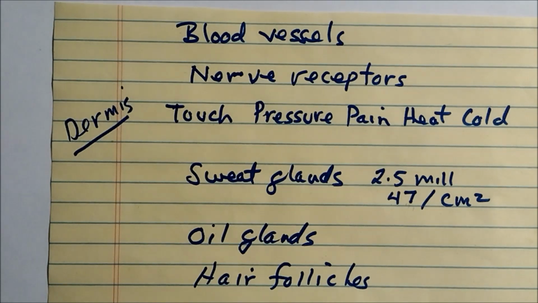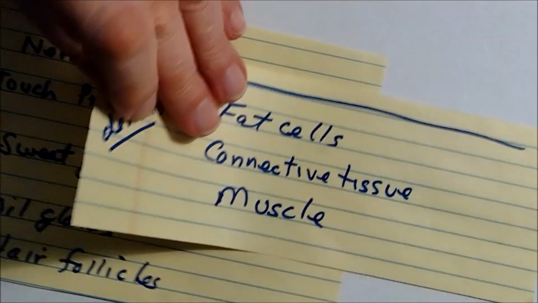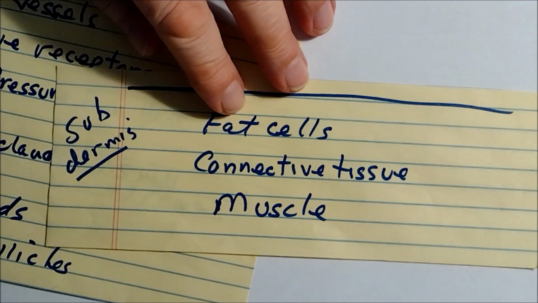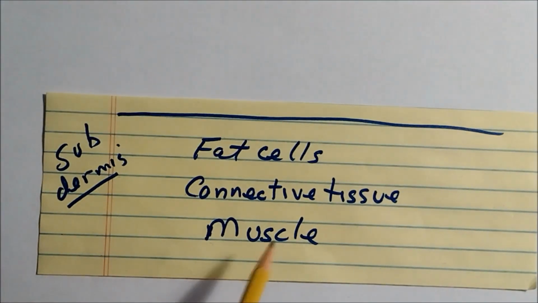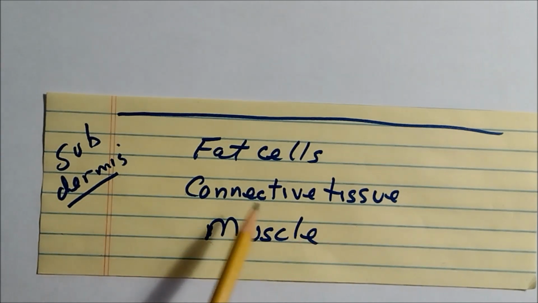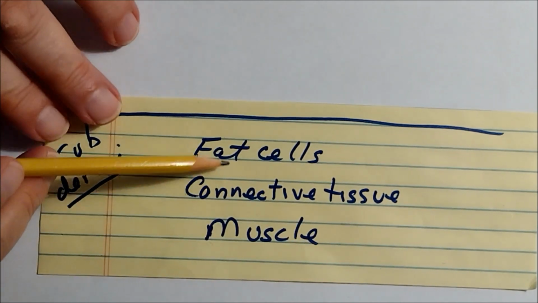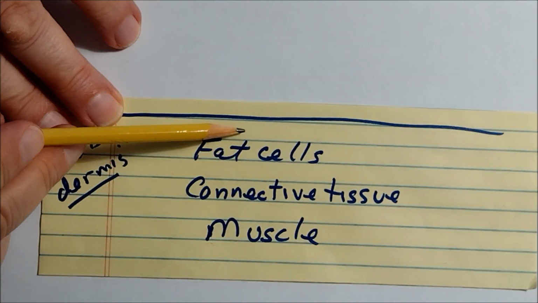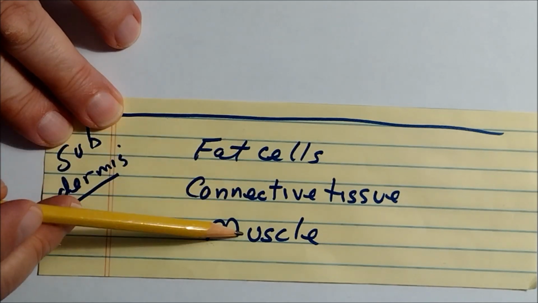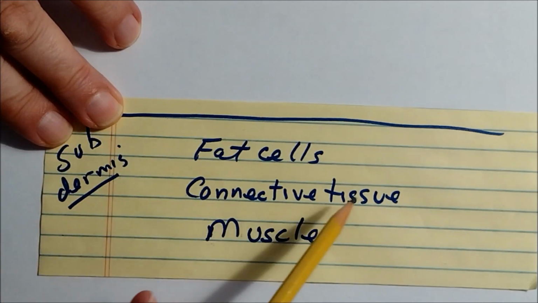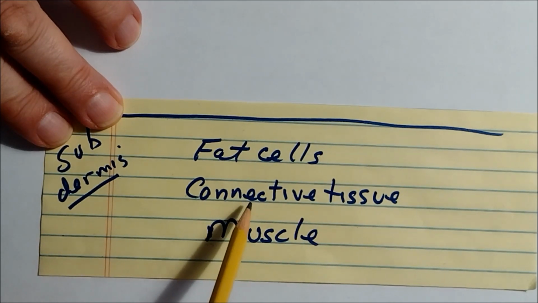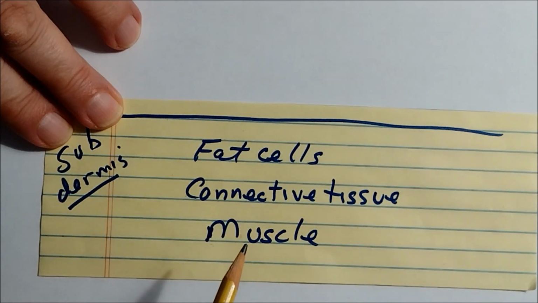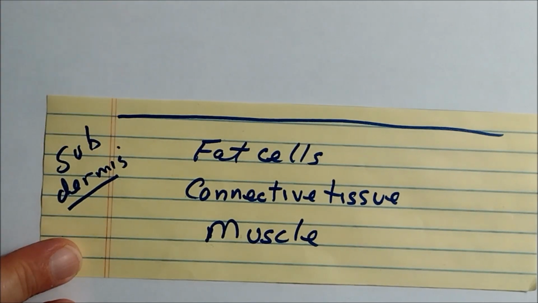Finally, we have the subdermis layer of the skin, which is composed of fat cells with probably muscle underlying, and then we have connective tissue, which connects the bottom of the dermis to the muscle tissue. As we go through the course, we will run into connective tissue quite a bit. It just holds tissue together, connects it. And this is the subdermal layer.